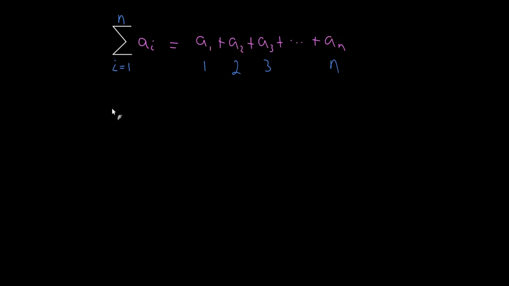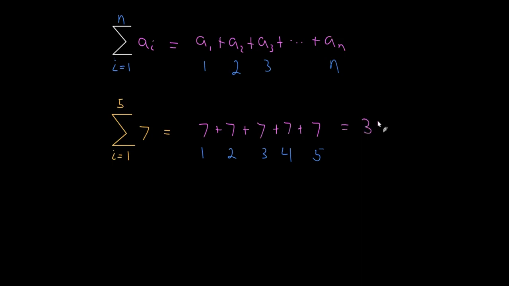Okay, so let's see an example so this actually makes sense. How about we do this example? The sum from i equals 1 to 5 of the number 7. So the summation term is actually just a constant. It's just 7 over and over again. So as our index goes from 1, 2, 3, 4, 5, that's i, our index, what are we going to be summing? We're just going to be summing 7 plus 7 plus 7 plus 7 plus 7. And in this case, this is 5 sevens, so that ends up being 35.